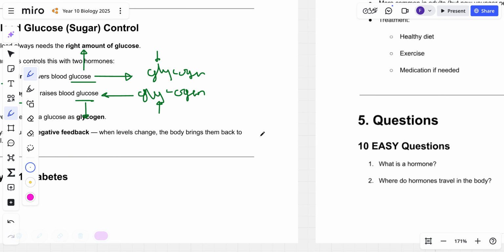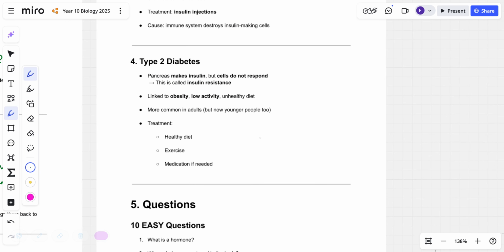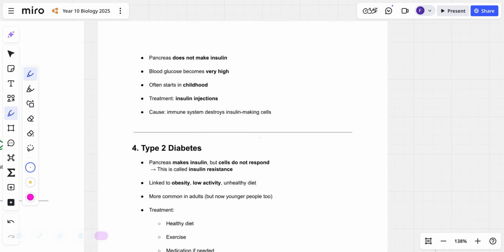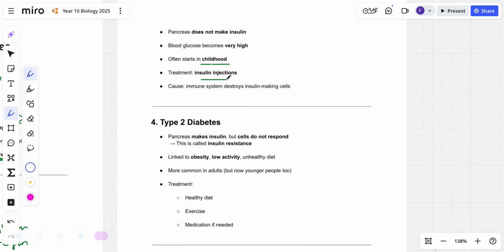All right. So type 1 diabetes. There are two types of diabetes. Type 1 is a genetic disorder, and it can start when you're young. Your pancreas does not make insulin. All right. And insulin lowers the amount of glucose in your blood. So the amount of glucose stays high. All right. And the treatment is insulin injections.